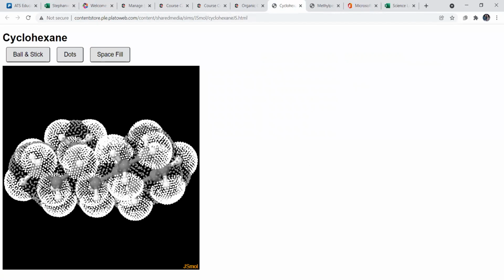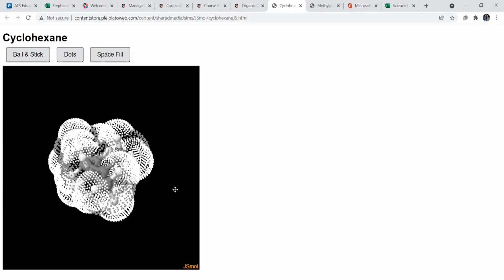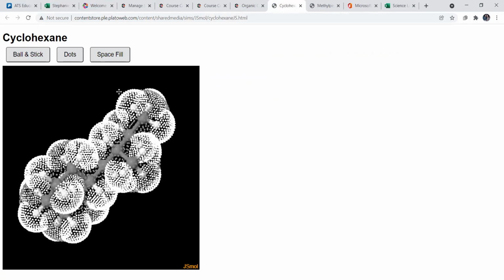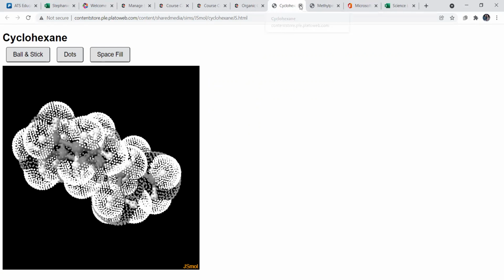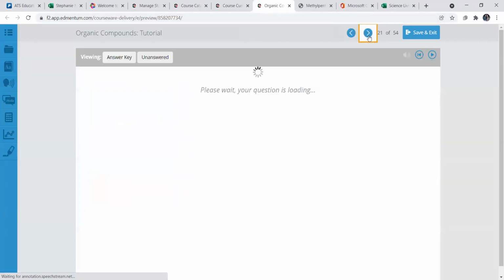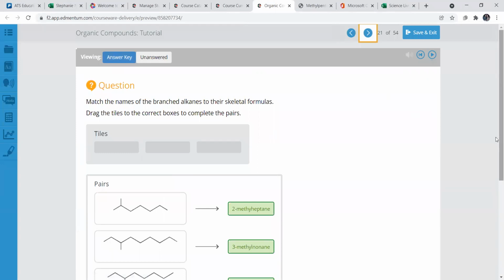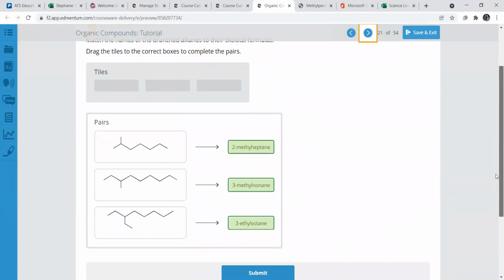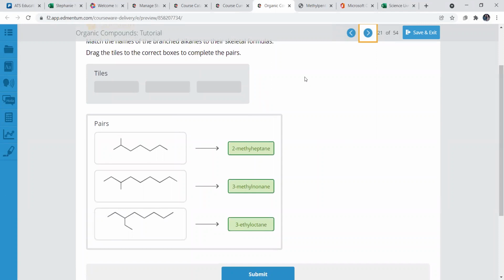Cyclohexane, here's another example of what it looks like. As you can see, the molecules are all over, and it has kind of a cyclone type design to it. Okay, so then here are some skeletal structures of what these look like and how they would be arranged.